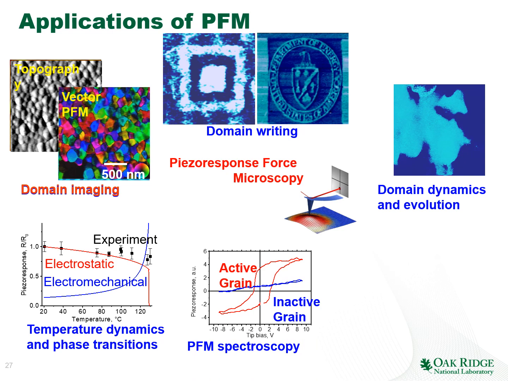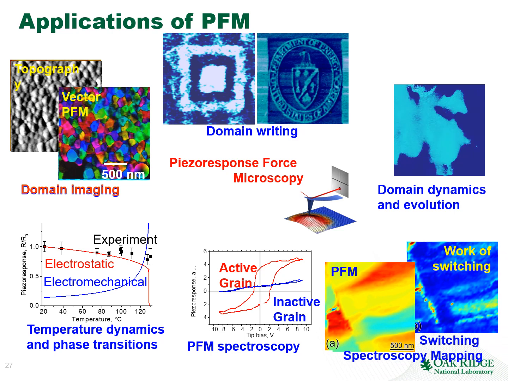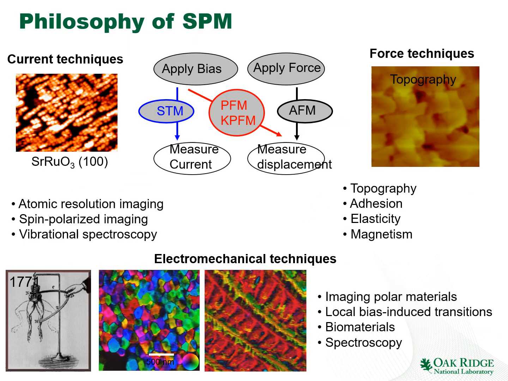We can study spectroscopy, for example, essentially using PFM to acquire the hysteresis loops. And we can perform switching spectroscopy mapping, where these hysteresis loops are acquired at each point on the sample surface. And then, for example, we can map the area under this hysteresis loop, and that tells us the distribution of the work of switching. We are going to discuss many of these applications in the forthcoming lectures.